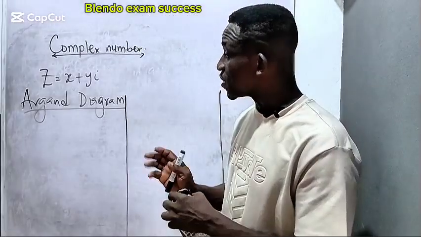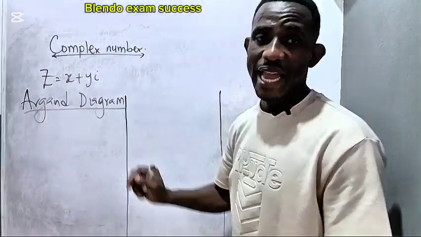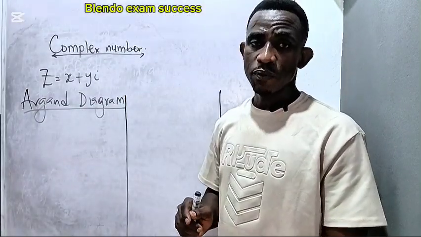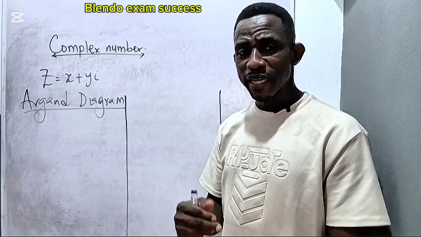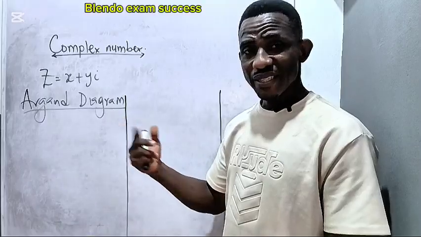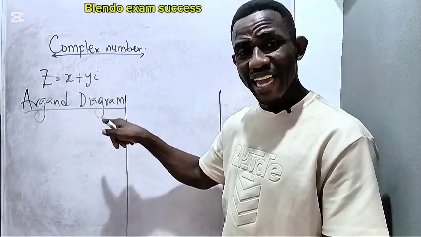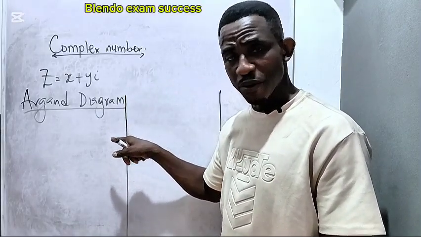Today I'm going to show you the secrets of the Argand diagram in complex numbers, so that you'll be able to solve polar form and Euler form of a complex number. Just watch, stay back and see the end of this video. It's going to help you.